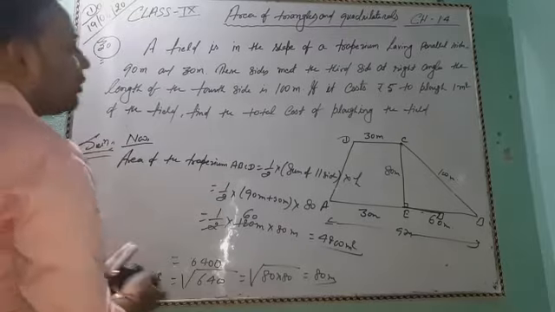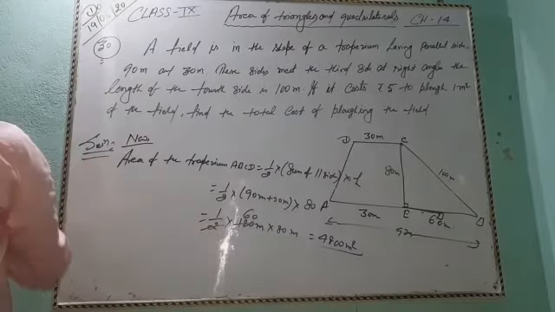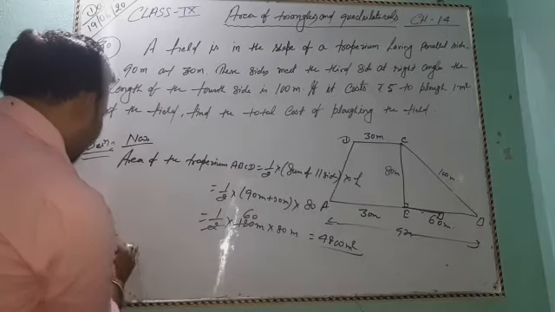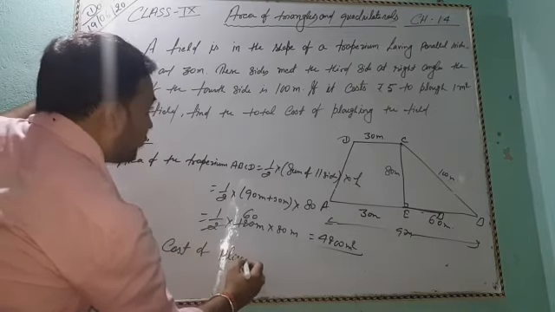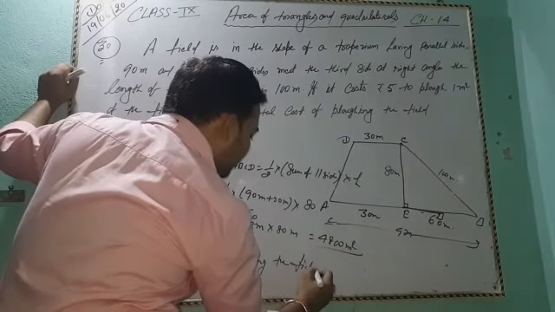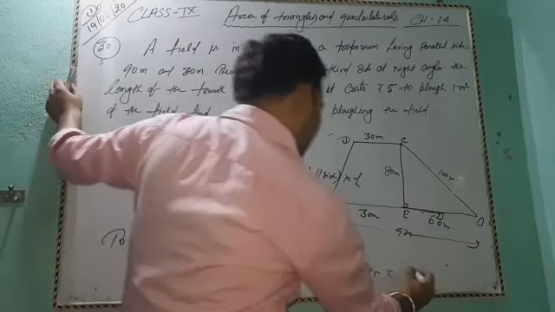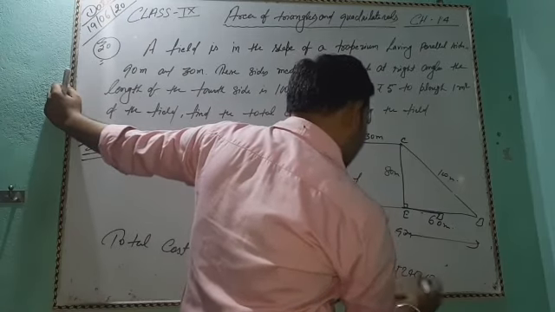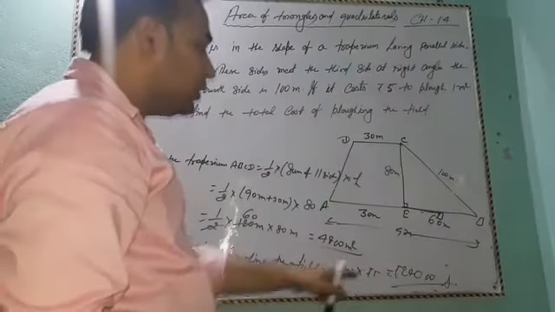Okay, so the cost of ploughing equal to rupees 5 per square meter. So total cost of ploughing the field equal to 4800 multiplied by rupees 5, 24,000. Total cost of ploughing the field equal to rupees 24,000.